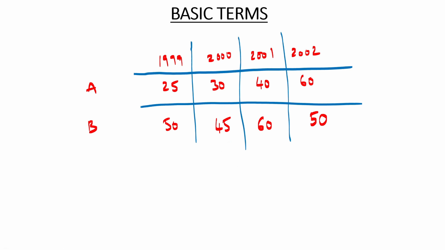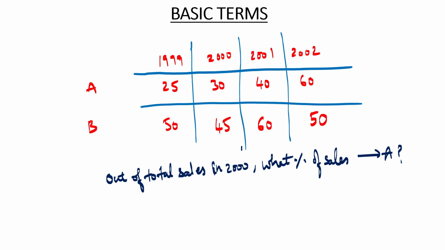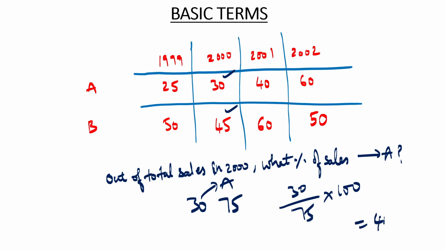So if I ask you to find out, of total sales in 2000, what percentage of sales belongs to company A? In 2000, if you observe, what is the total sales? Total sales of company A is 30 and total sales of company B is $45 million. So total sales is 45 plus 30, that is 75. But we are asked to find the percentage of sales that belongs to A. The sales that belong to A are 30. So 30 by 75 into 100. This will be equal to 40%. So this is the share of total sales which belongs to company A.